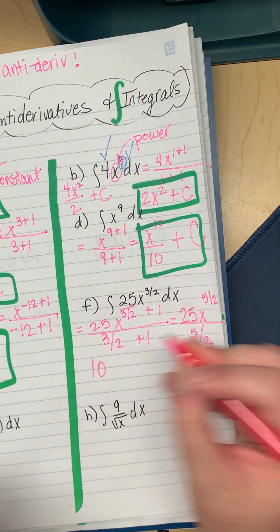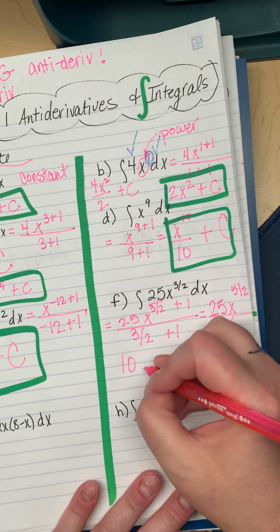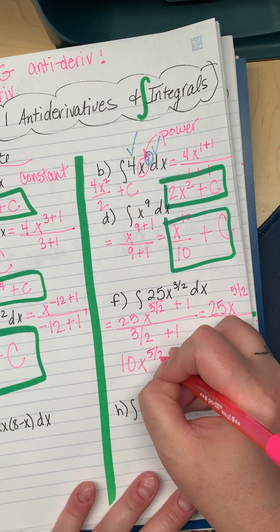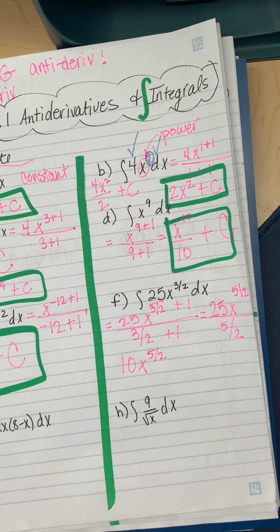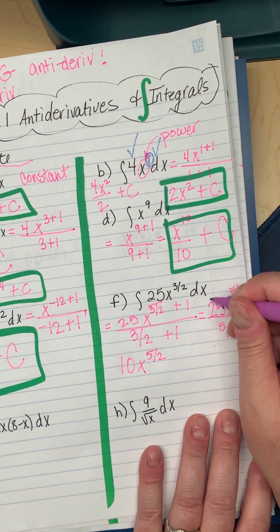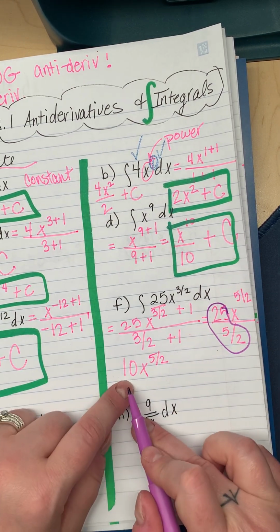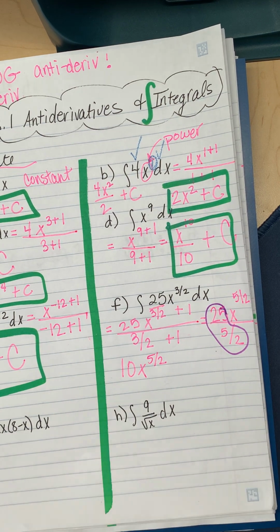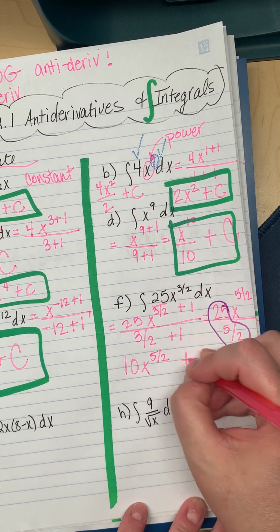How lucky are we? So we get 10x to the 5 over 2. No more fraction. So when I did this 25 divided by 5 over 2, it gave me 10. And no more fraction in the front. And then don't forget, plus C.